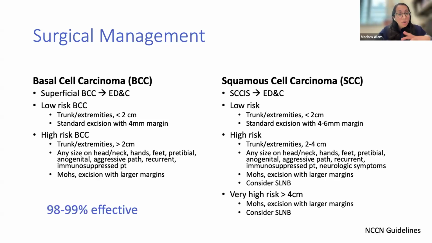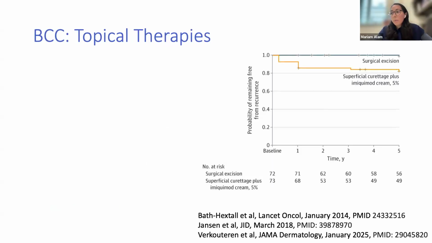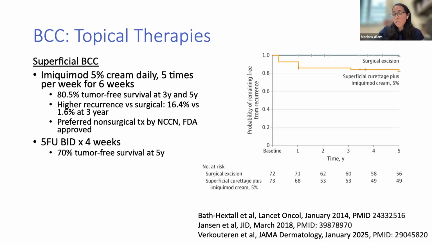And this strategy in general is like 98 to 99% effective. So it takes care of mostly everything. But we do have alternatives. So for basal cell, we'll start with basal cell and then we'll go into squamous cell. So basal cell topical therapies.